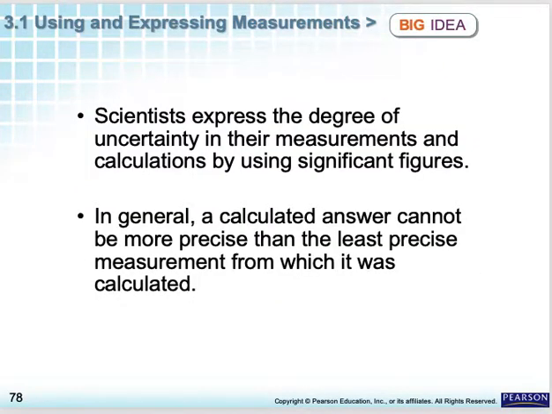And the big idea: scientists express the degree of uncertainty in their measurements using significant figures. In general, a calculated answer cannot be more precise than the least precise measurement from which it was calculated, and that's why we have the rules that we do on significant figures.